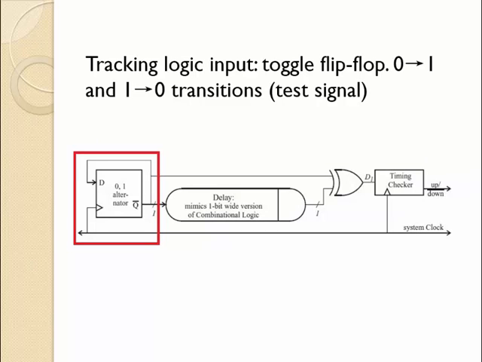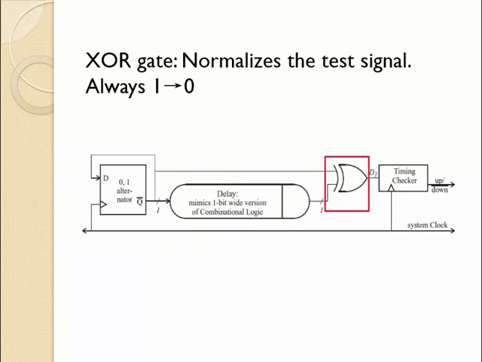The toggle flip-flop at the input to the tracking logic, which also operates at the system clock, changes from 0 to 1 and 1 to 0 on alternate cycles. This provides a test signal during every cycle of operation and ensures that the signal tests both types of transitions. The exclusive OR gate normalizes the test signal for the timing checker flip-flop. D1 will always change from a 1 to a 0 at the end of the cycle.